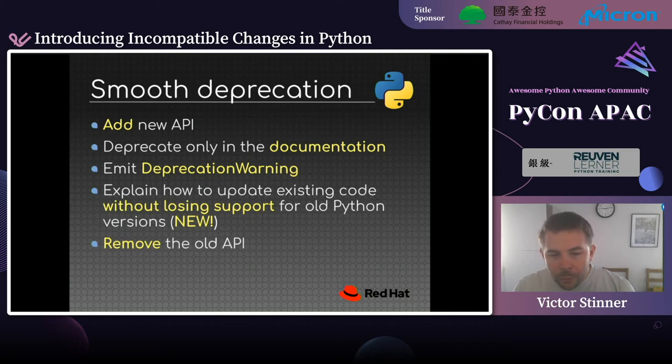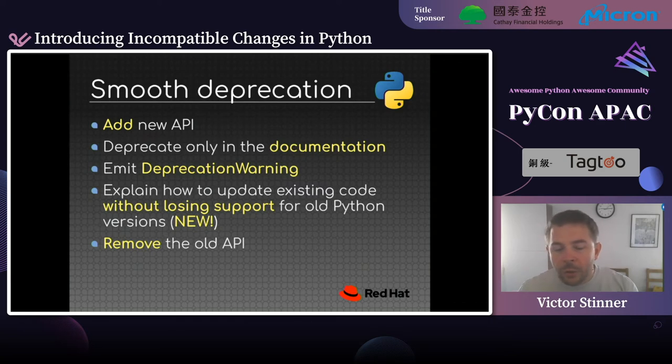And something which is new that we started to do in the last 2 years is that when we deprecate a function, we are trying to explain how to update existing code without losing support for the old Python version. So there should be a way, with any kind of solution, to write code supporting the old Python version and the new Python version. In practice, usually you use the old API on the old Python version and the new API on the new Python version. And it can be an external project which is providing the new functions to the old Python.